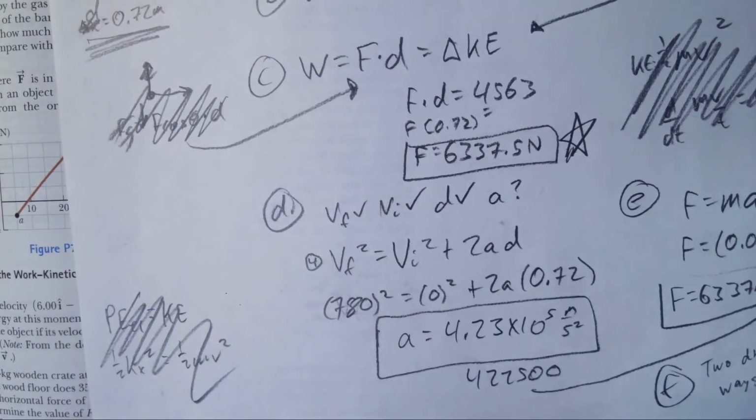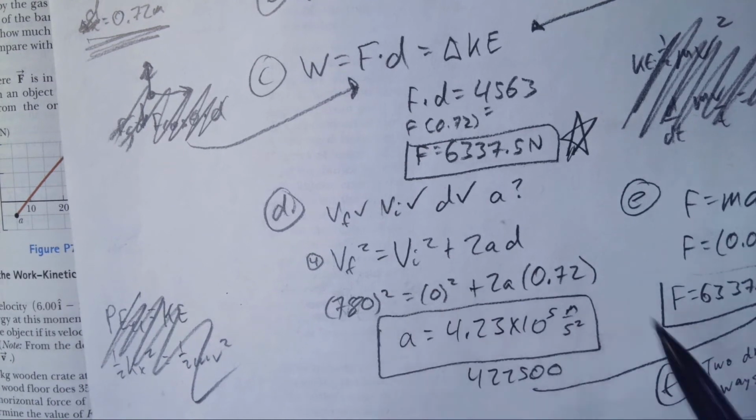In my class, we always called this the fourth equation. We have the final velocity, initial velocity, we plug all that in and we get 4.23 times 10 to the fifth meters per second squared.